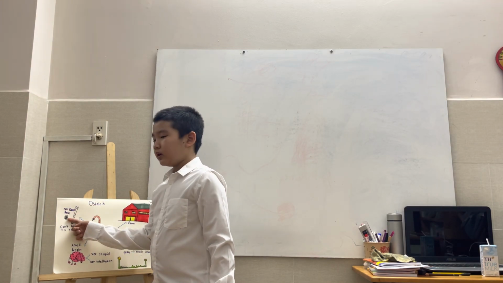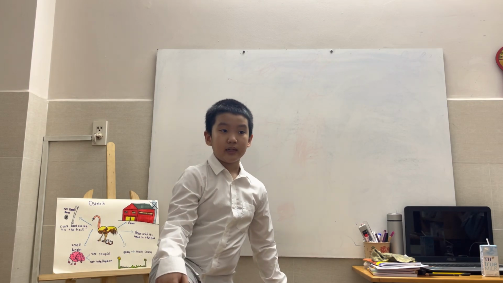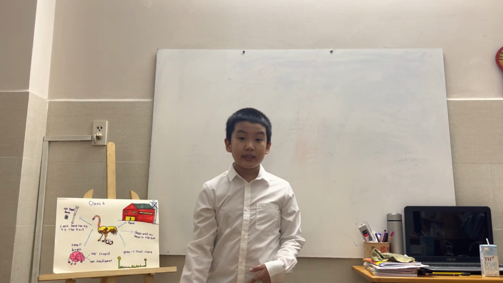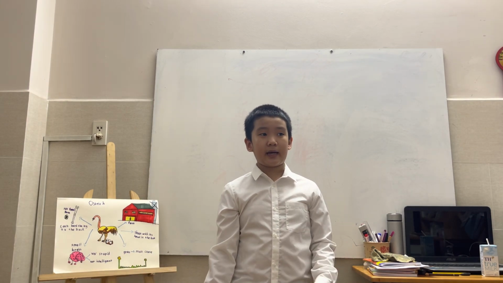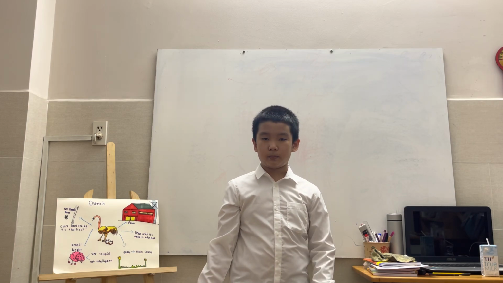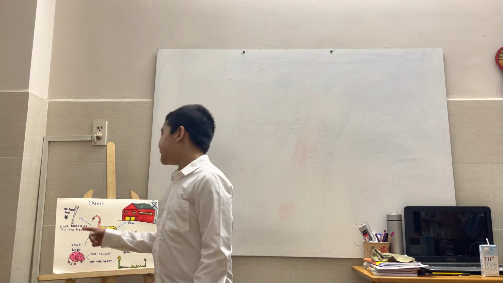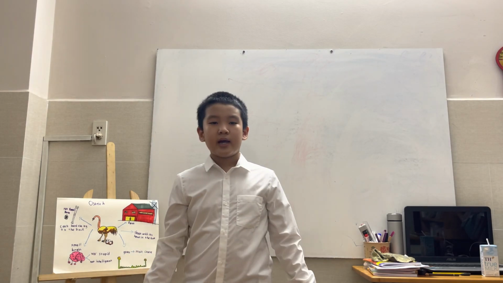But look, can you see your knee? Your knee has a bone. It is the kneecap. But an ostrich doesn't have a kneecap.